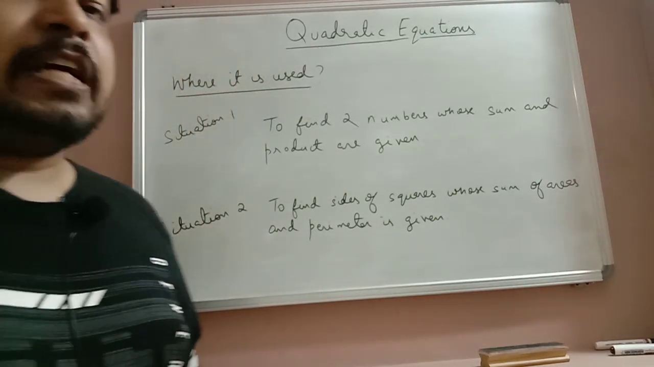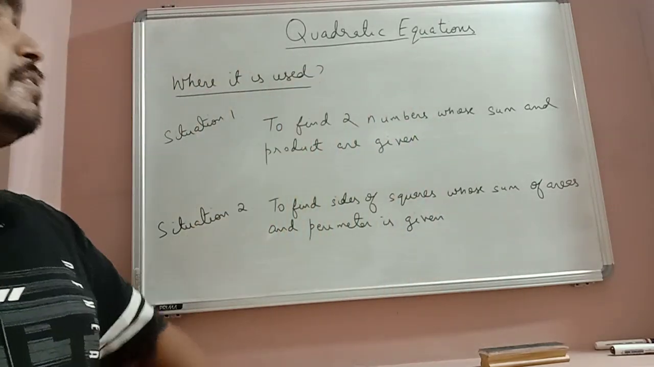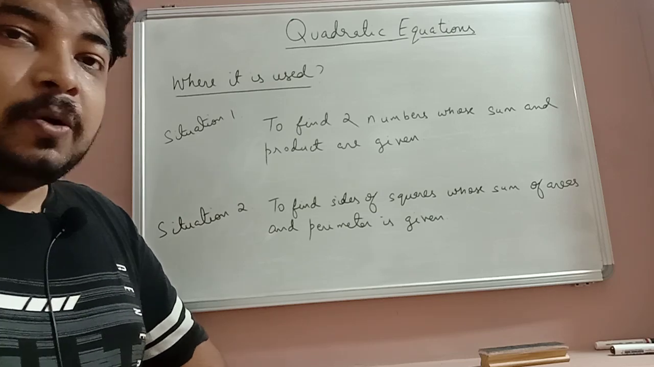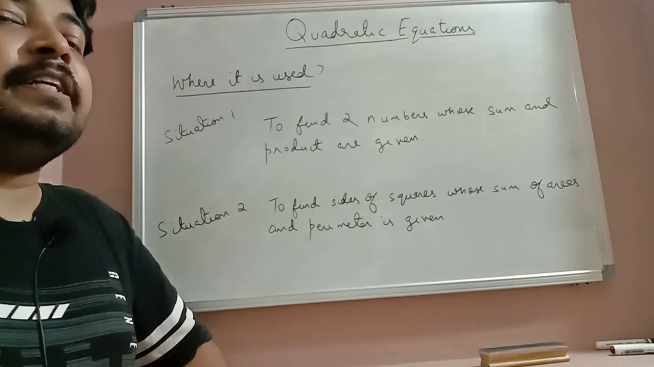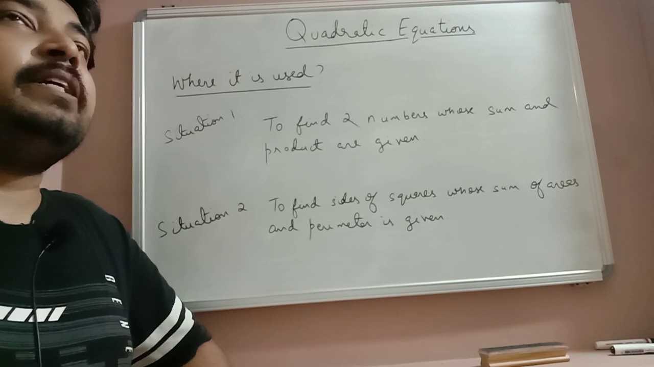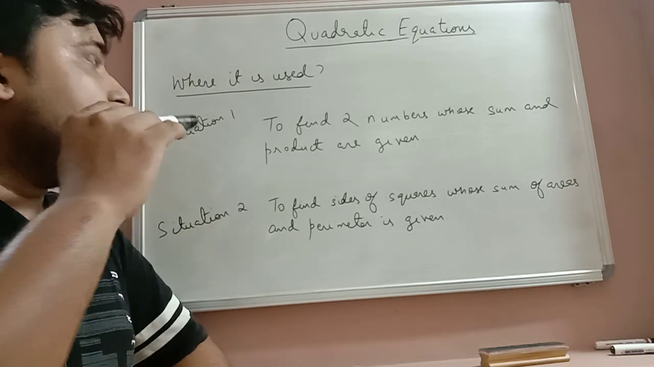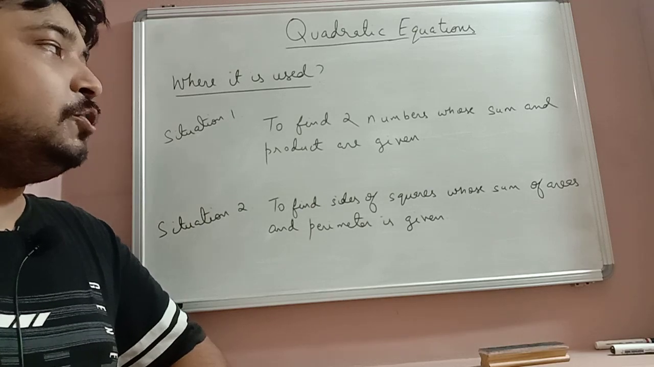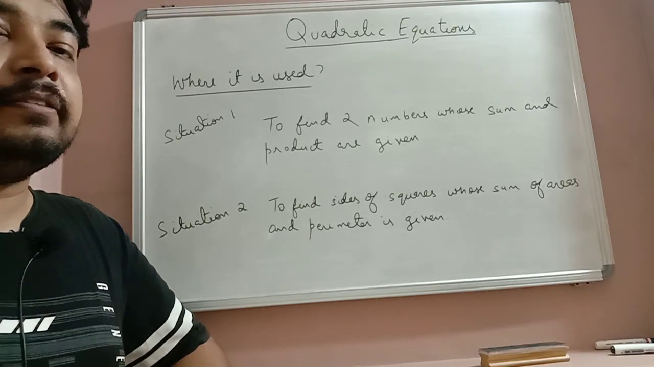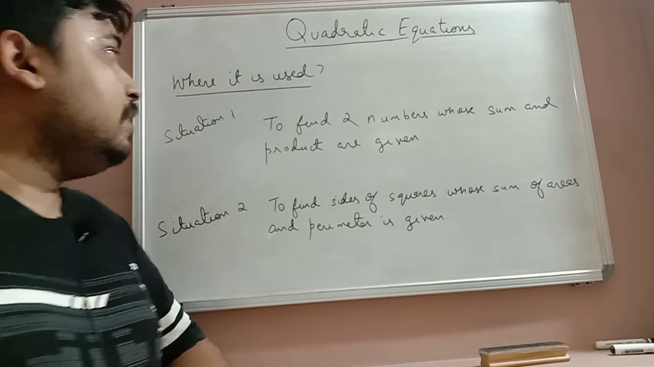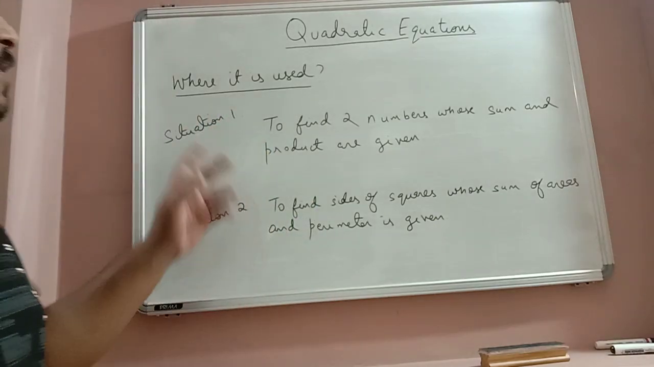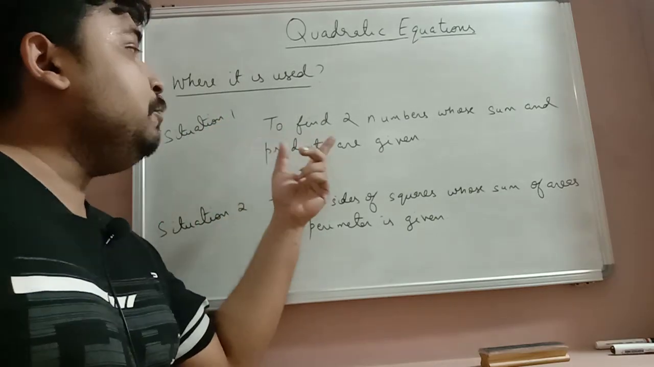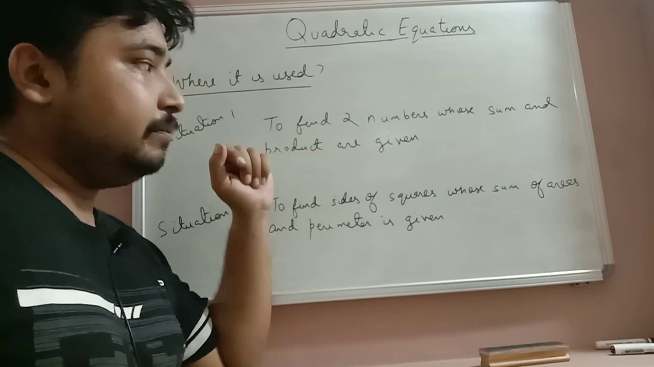Let's begin with the new chapter, that is quadratic equations. Now as we saw in the pair of linear equations in two variables where the equations are used, now we will see in quadratic equations where the quadratic equations are used in our day-to-day life situations. Now I have taken two situations. Situation 1 says that to find two numbers whose sum and product are given.